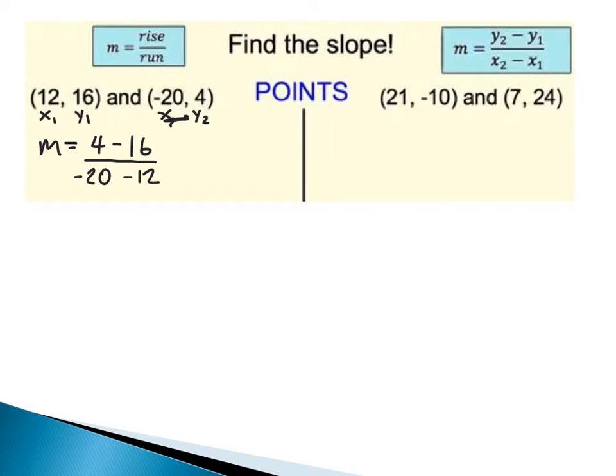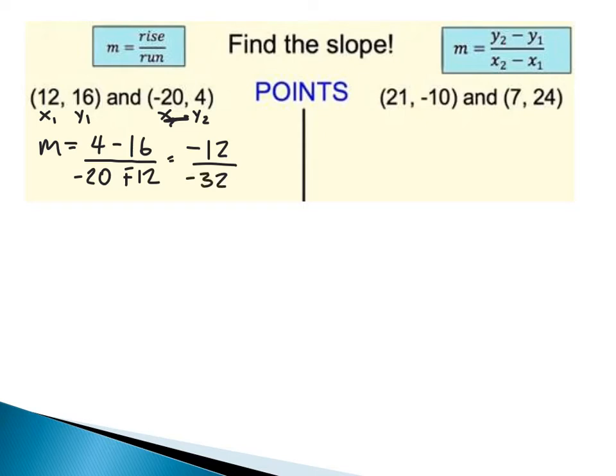So to simplify, remember we are taking this 4 minus 16 divided by this. So I'm going to start up top and do 4 minus 16. We have to be careful with our positives and negatives. 4 minus 16, 4 take away 16 is going to give me negative 12. I'm going to divide that by negative 20 minus 12. So I'm subtracting from a negative. That means I'm going to change that to an addition and subtract. And that's going to give me negative 32.